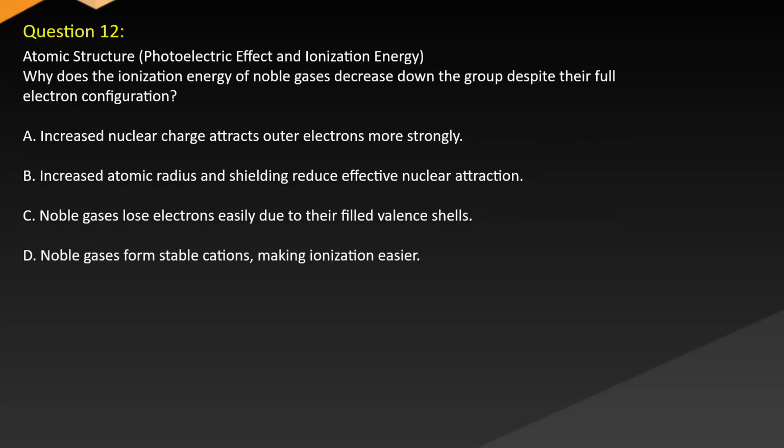Question 12. Atomic structure, photoelectric effect, and ionization energy. Why does the ionization energy of noble gases decrease down the group despite their full electron configuration? A. Increased nuclear charge attracts outer electrons more strongly. B. Increased atomic radius and shielding reduce effective nuclear attraction. C. Noble gases lose electrons easily due to their filled valence shells. D. Noble gases form stable cations, making ionization easier.